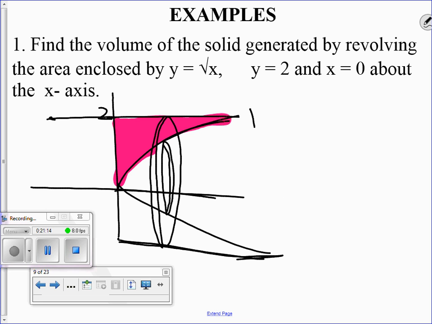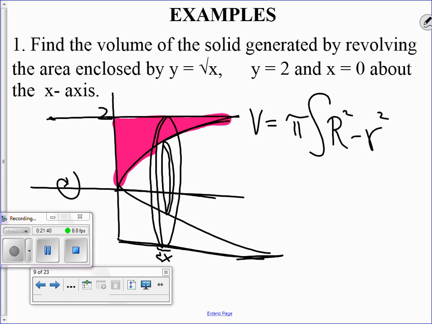All right, let's write this out. Now, for the washer method, remember we have the pi out in front. We're going to integrate, it's not just r squared, it's big R squared minus little r squared. So we're going to have two radii to figure out. And then you're going to have to figure out whether it's dx or dy for the thickness of your washer. Dx, and anytime you go about the x-axis, it will be dx.